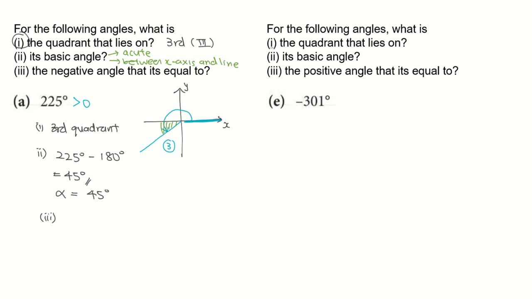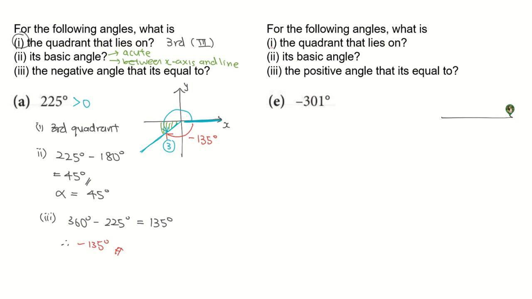Last part, what is the negative angle that is equal to? For negative angles, we will go in the clockwise direction from the positive x-axis. So it will be like this in red, and this angle is negative 135 degrees. So the answer is negative 135 degrees, because both negative 135 degrees and positive 225 degrees will arrive at the same line, which is in the third quadrant.